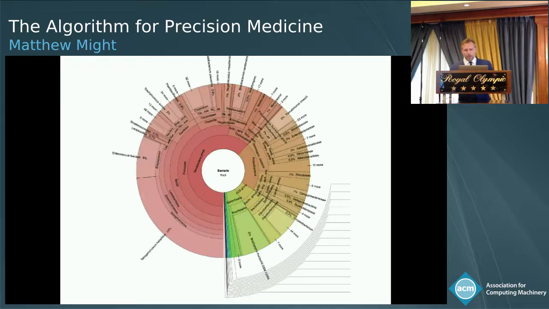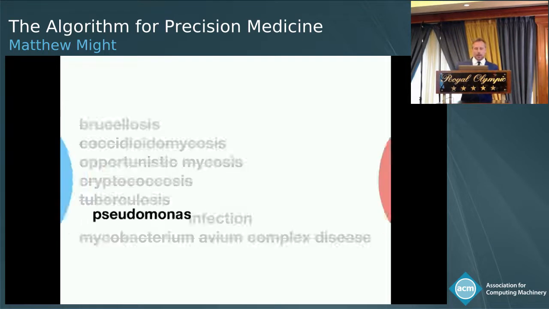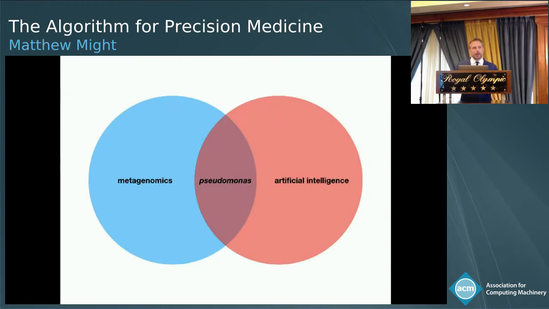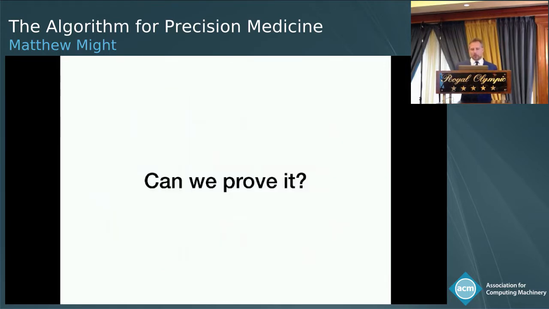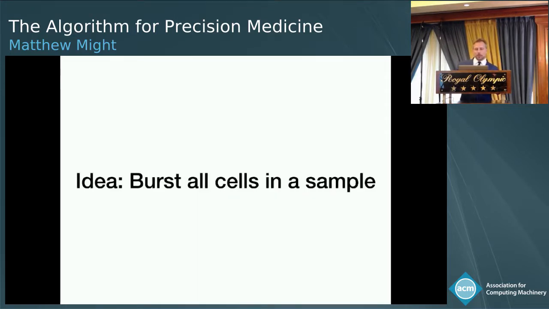So what was it? Well, if you look at the distribution of pathogens in Bertrand's tissues, you got a lot of stuff, because we've all got a lot of stuff all the time. There's all sorts of DNA floating around in there. But if you intersect the metagenomics with the predictions that came out of Medicanron, there's actually only one thing left, and that's Pseudomonas, which you wouldn't typically get infected with, but if you're immunocompromised, it could happen. So the question was, can we prove to the physicians that this is what it was? So we did some experiments to localize the pathogen in the specific tissues. And what we did was we actually burst all the cells in a sample.